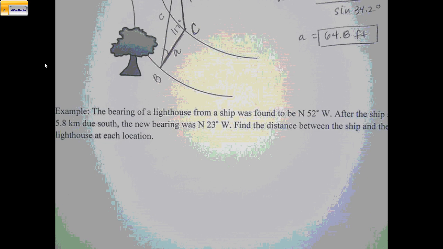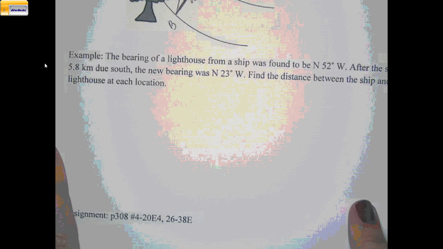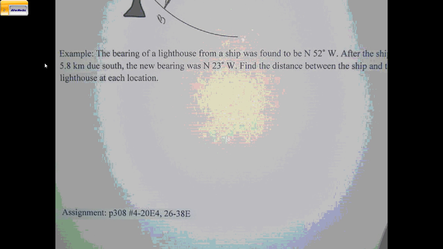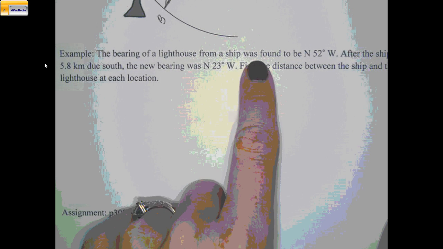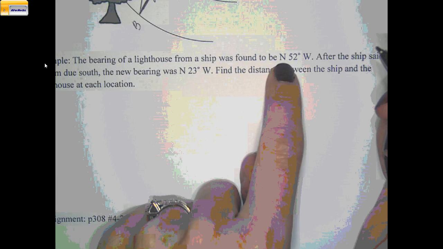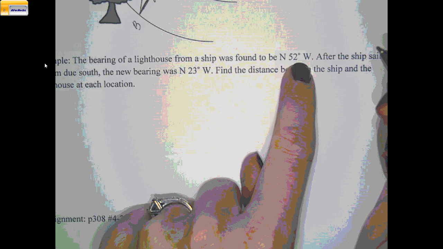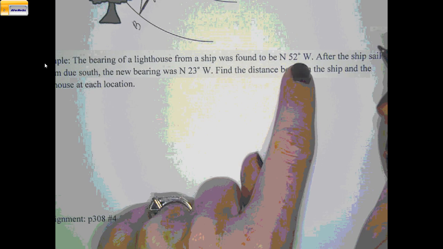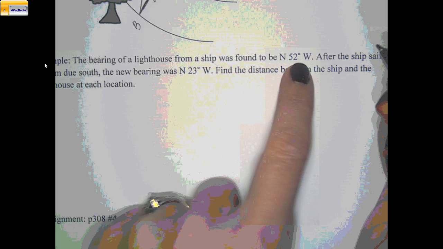Last one has just sort of a little bit of an interesting piece to it. It's not hard. The word bearing is probably new for some of you. The problem says that the bearing of a lighthouse from a ship was found to be north 52 degrees west. All right, bearing is just sort of a directional kind of deal.